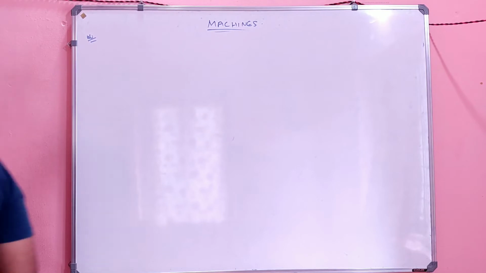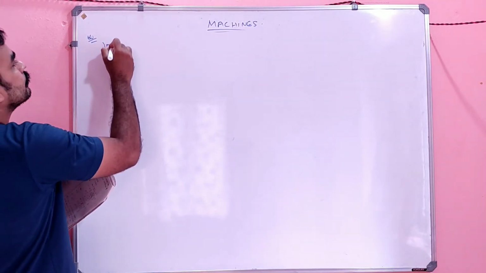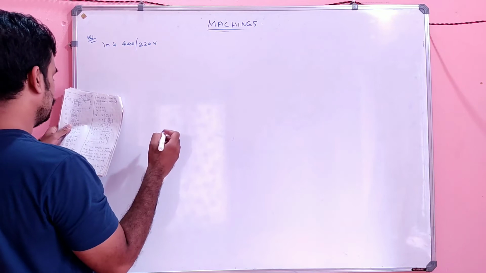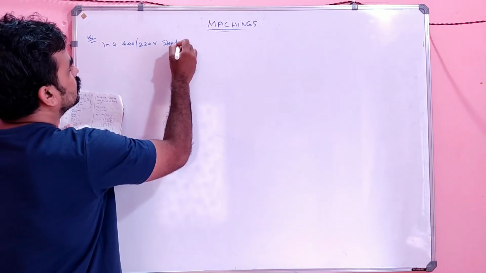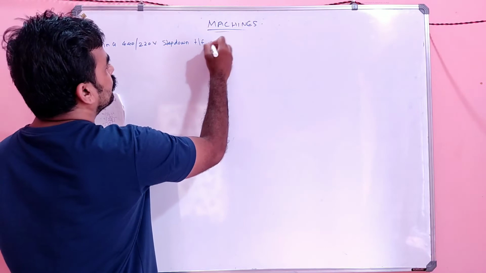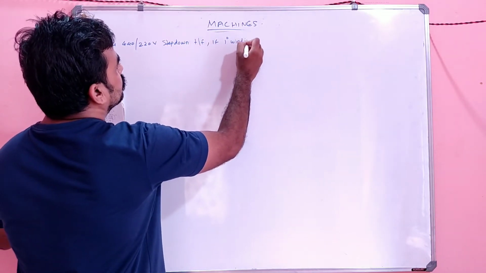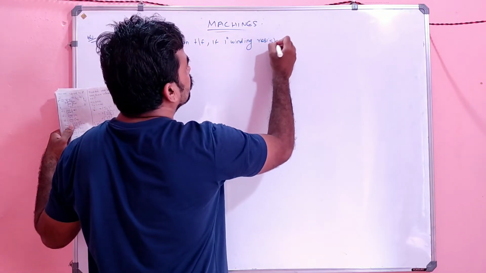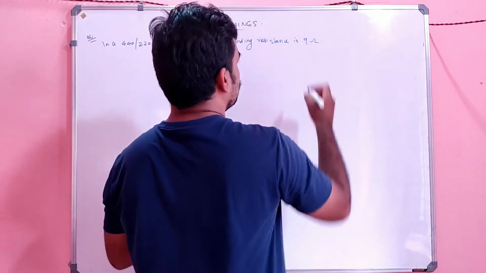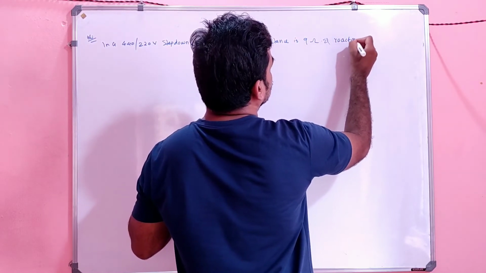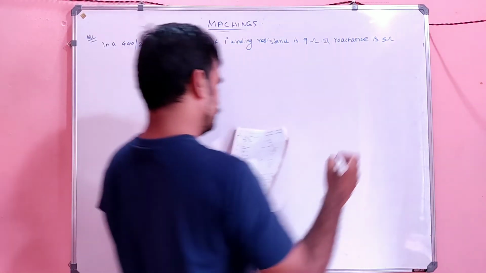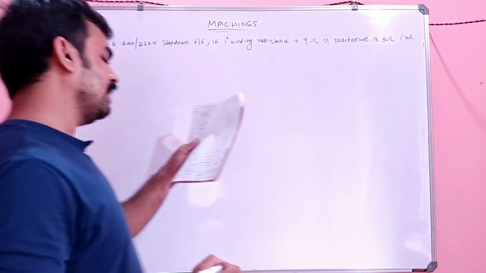Write a question. In a 440 by 220 volt step down transformer, if primary winding resistance is 9 ohm and reactance is 5 ohm, calculate both values referred to secondary.